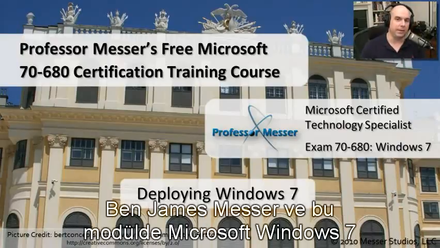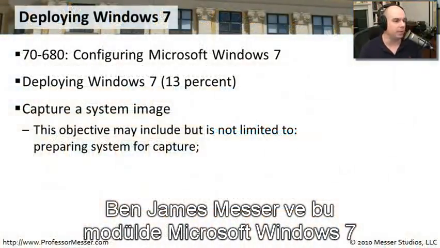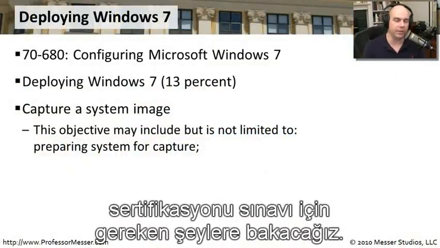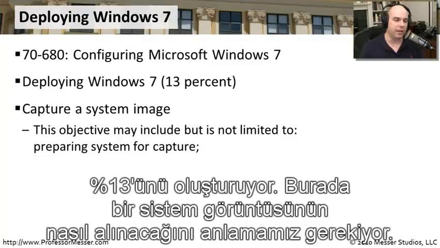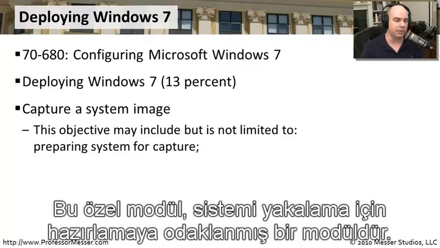I'm James Messer, and in this module we're going to look at the requirements from our Configuring Microsoft Windows 7 certification exam. We're now in the second section on deploying Windows 7. It's 13% of the certification, where we need to understand how to capture a system image, and the focus of this particular module is on the requirement of preparing the system for capture.